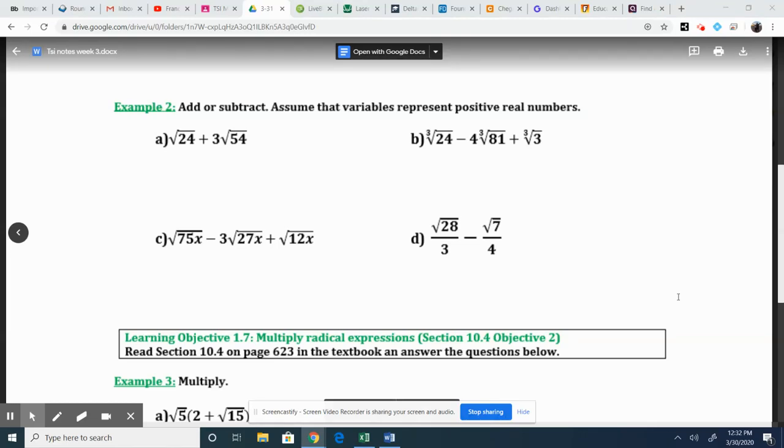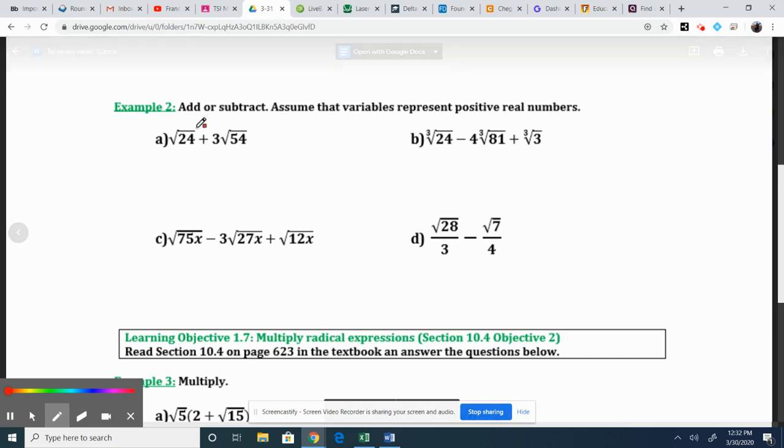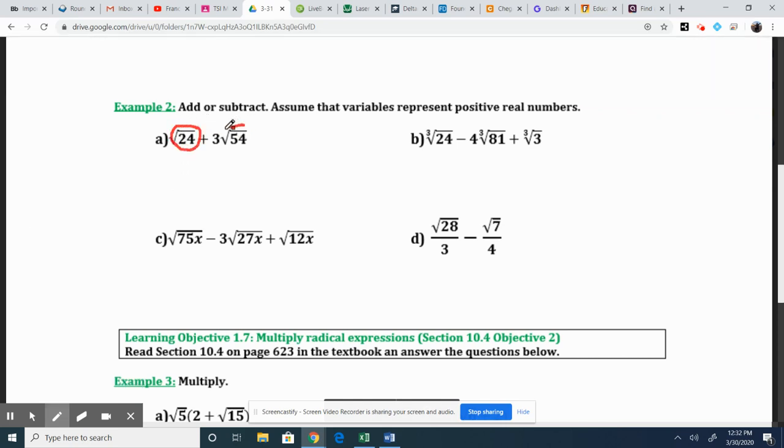Okay, so the problems in example 2, as you can see, we don't actually have like terms. So we have square root of 24 and square root of 54. So the first thing we want to do is simplify both of these to make sure that we have a like term. So square root of 24 simplifies to square root of 4 and square root of 6. And 54 would simplify to square root of 9 and square root of 6. And don't forget that this one already had a 3 in the front.